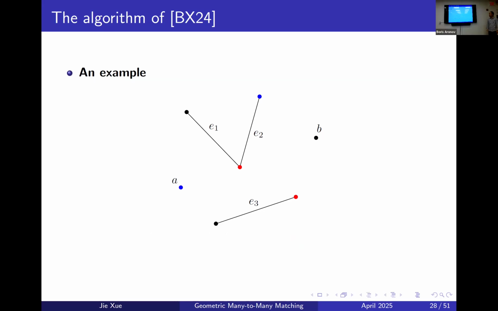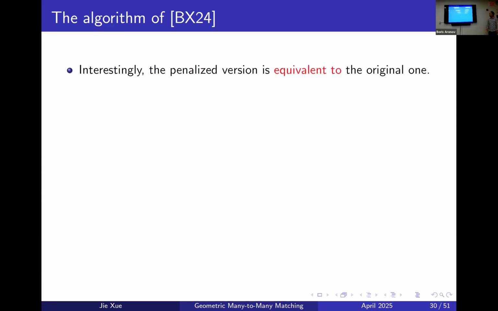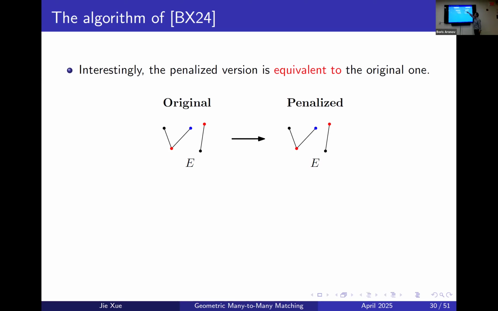Then I will explain why these two versions are actually equivalent. It's not very difficult to see. First, let's look at the original problem. Any solution of the original problem is, of course, a solution of the penalized problem, and the cost is the same, because you just pay the total length of these edges. You don't have any unmatched point, so you don't have any penalty. So from the original to the penalized version, it's clear.